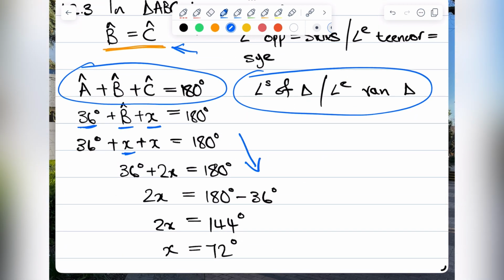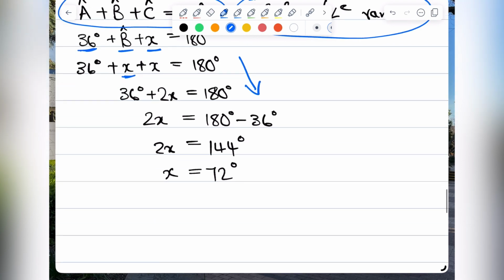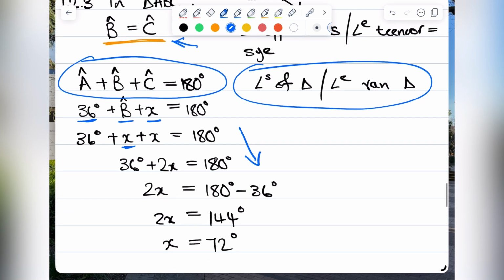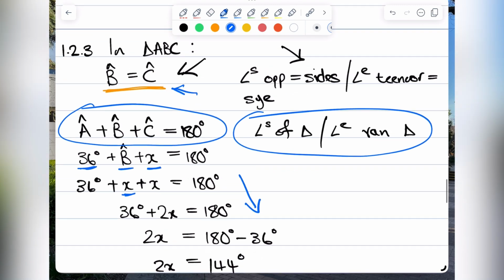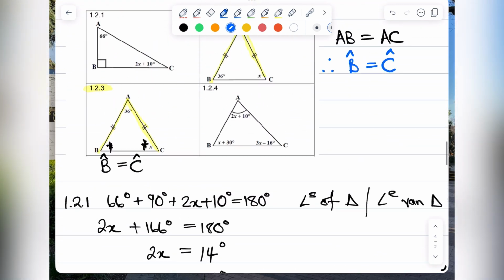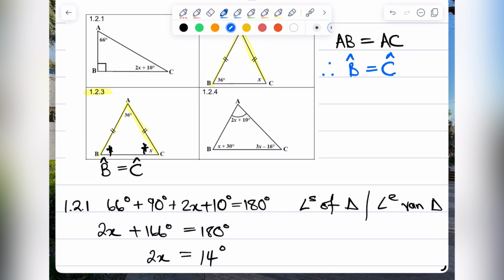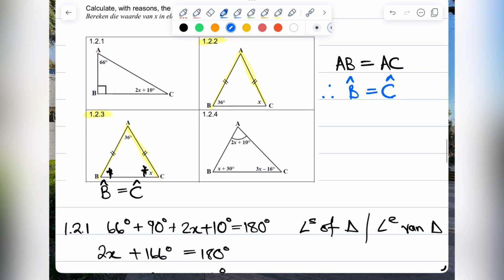Like I said, there are other ways to solve this. Daar is ander maniere om dit op te los. En as dit okay is met jou, dan gebruik jy dan jou metode. But this is just one way of solving for a problem like this. And this is specifically now for isosceles triangles, and especially in types like this where you have 1.2.2, which looks similar to 1.2.3, but they are actually not.